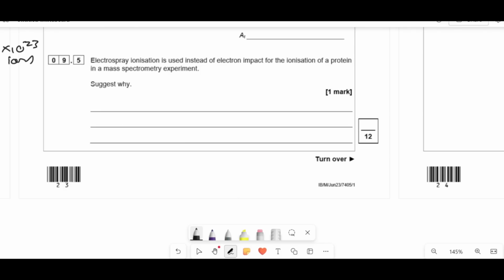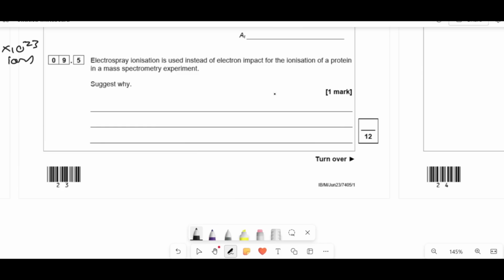Electrospray ionization is sometimes used instead of electron impact for the ionization of a protein in mass spectrometry. Suggest why. Okay, so this is a very niche fact, a side fact that AQA doesn't really focus on very much. When you're doing that first step in mass spectrometry, either electron impact or electrospray ionization, what can sometimes happen is you get lots of different peaks in your spectrum, because you're fragmenting it, you're breaking it off. For example, if I have this skeletal formula here, it literally just breaks it into tiny chunks like that, and then the rest. That's called fragmentation.